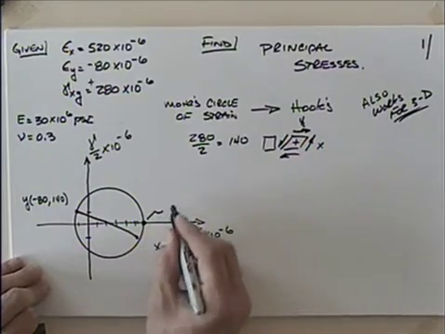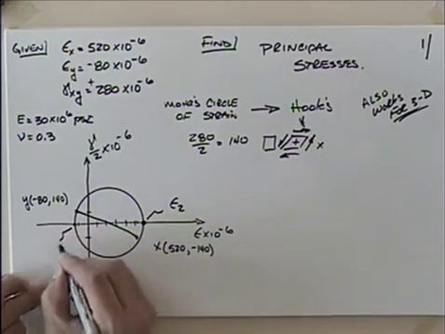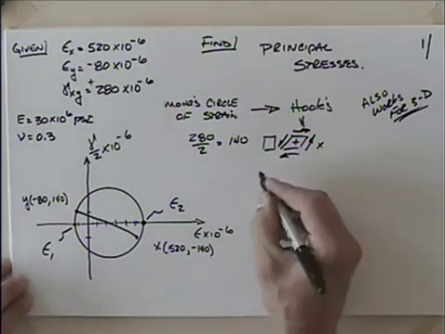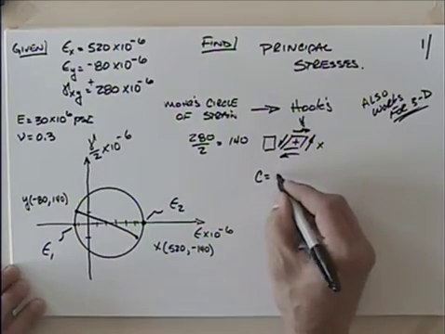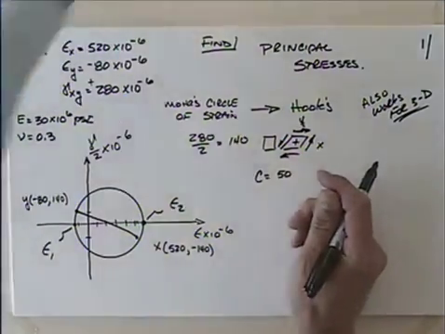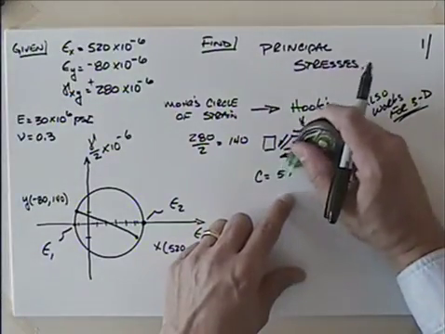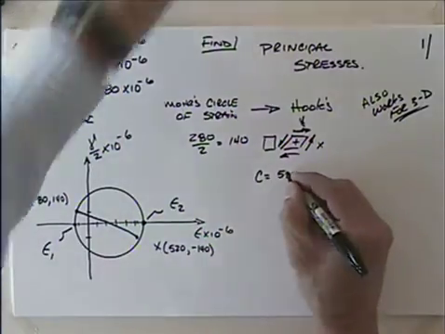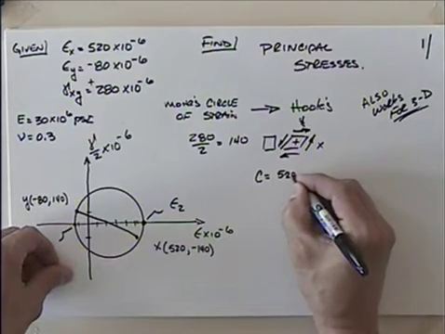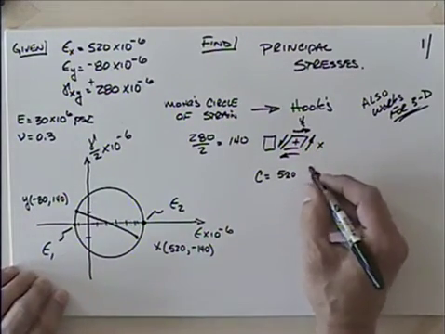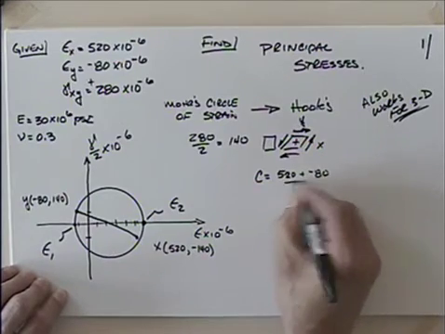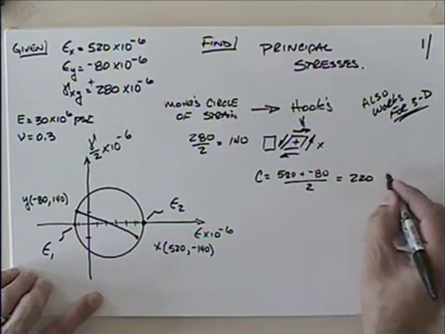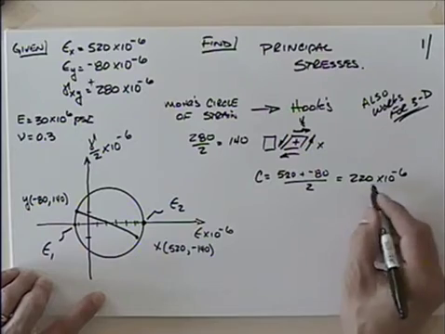We could talk about this point being epsilon 2, and maybe this one being epsilon 1. We usually just label those going from left to right. So if I talk about the center point then, that's going to be what? 520. Just the average of those, 520, plus or minus 80 divided by 2, which gives me what? 220, is that right? Yeah. 220, and that's 220 times 10 to the minus 6. I need to remember that.